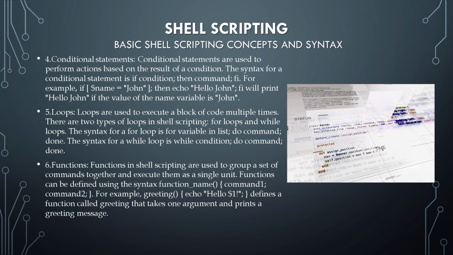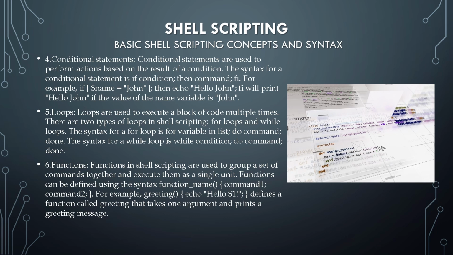5. Loops. Loops are used to execute a block of code multiple times. There are two types of loops in shell scripting: for loops and while loops. The syntax for a for loop is for variable in list; do command; done. The syntax for a while loop is while condition; do command; done.